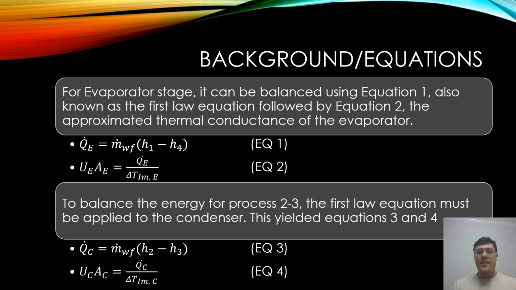Here we can look at some theoretical background and mathematical equations used to find the efficiency of this system. First process, we're in the evaporator stage. It can be balanced using equation 1, which is also known as the first law equation. We then move on to equation 2, which can approximate the thermal conductance of the evaporator. Moving on to process 2 to 3, we then balance the energy. The first law equation must be applied to the condenser, which yields the equations below, with equation 3 and 4.